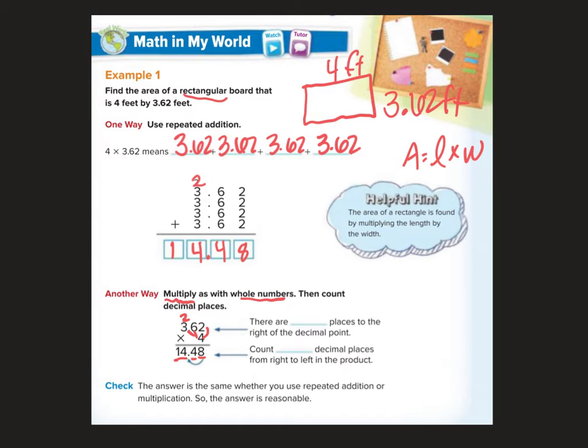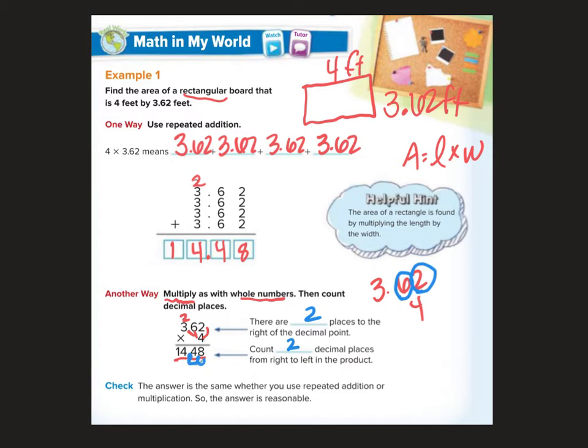Now, what we did is we looked at our number 3 and 62/100 and 4. We said, hey, look at this. 2 digits to the right of the decimal point, right? 4 doesn't have any digits to the right of the decimal point. So there are 2 places to the right of the decimal point, which means I need to count 2 decimal places from the right to left in the product. So I need to go 1, 2. Because there were 2 up top, I need to bring it back 2 spots.